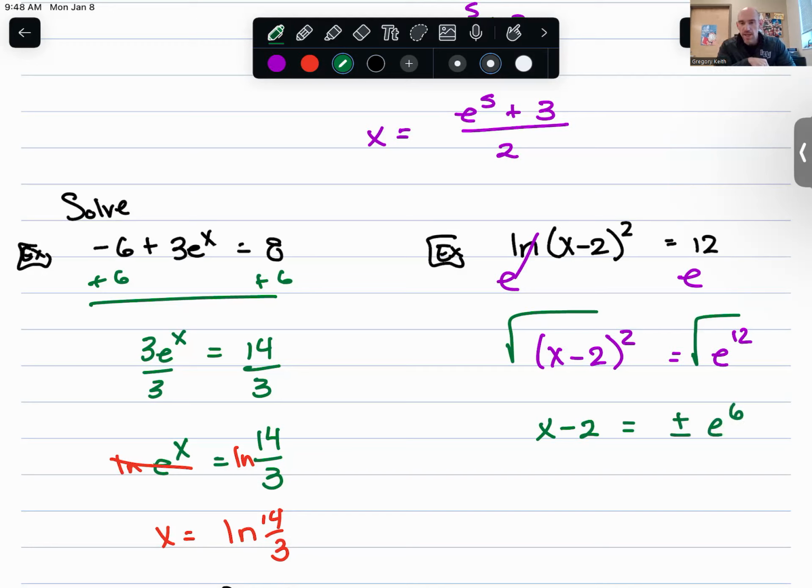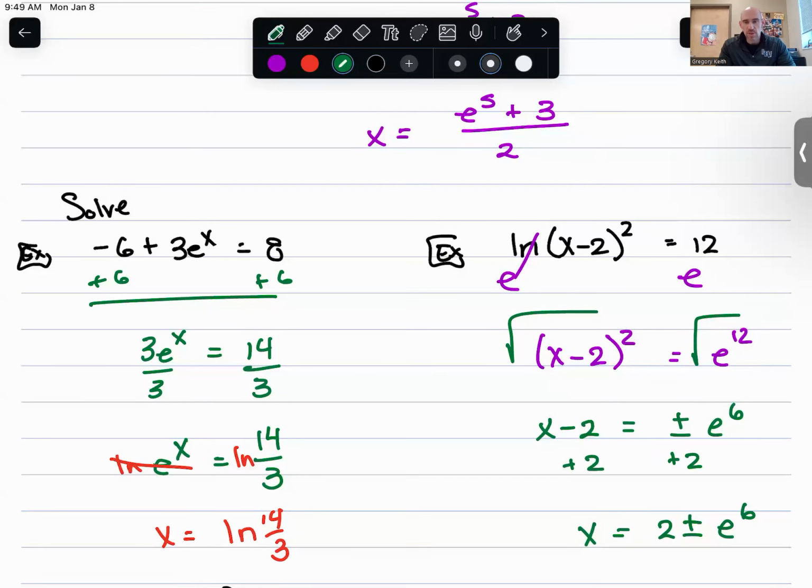Now, if I had brought that 2 down there, I wouldn't have gotten that plus or minus. And that's what you got to be careful with, using those properties too early on. Because it started off as a squared, theoretically, I could put the negative e to the 6th in our problem, and that would have worked out for us. So I got to make sure I keep that plus or minus there. I'm going to add the 2, and so x equals 2 plus or minus e to the 6th. Okay, if you only got the plus because you brought the 2 down, technically you're half wrong, and you got to really watch out for questions like that.